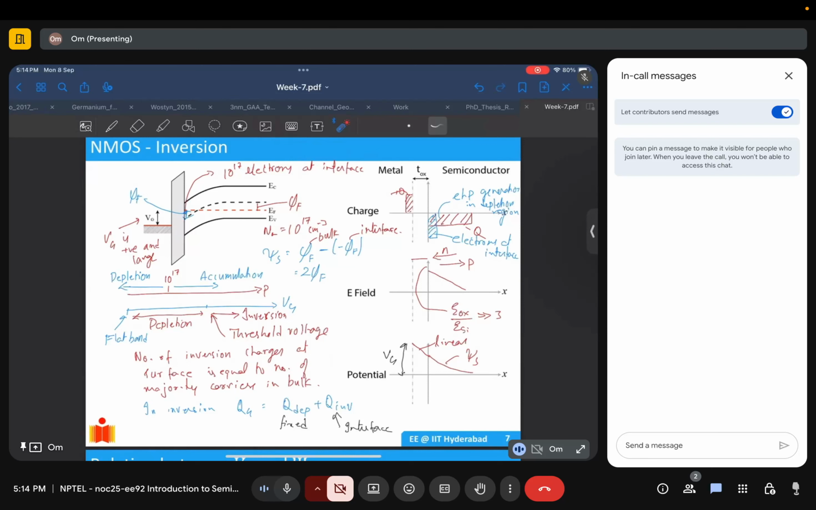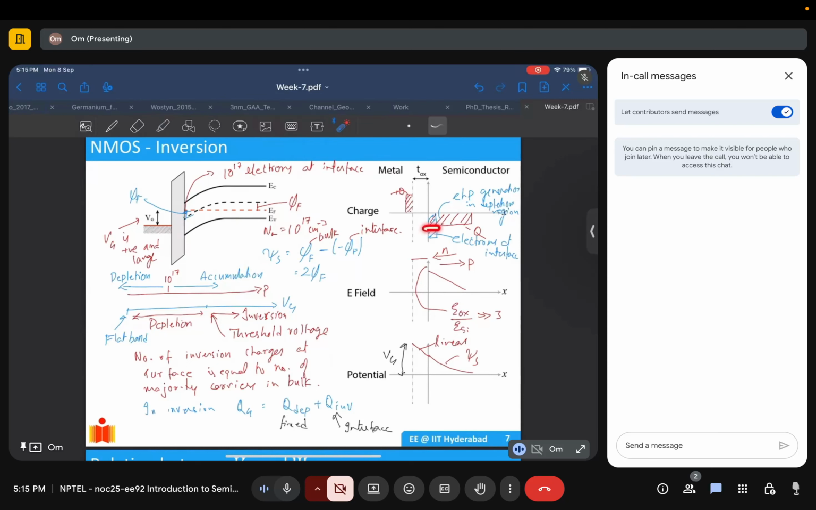Why 2 phi f, you may ask? One of the phi f is just to go to the intrinsic part to repel the holes, right? So that you have an intrinsic, then another phi f, that is this one. Another phi f is to bring the equal number of electrons, right? So that's why it is 2 phi f.